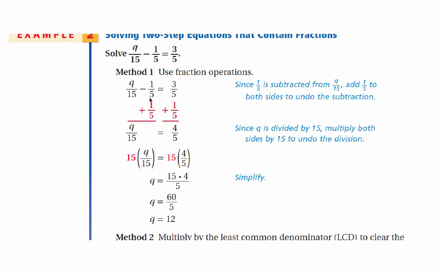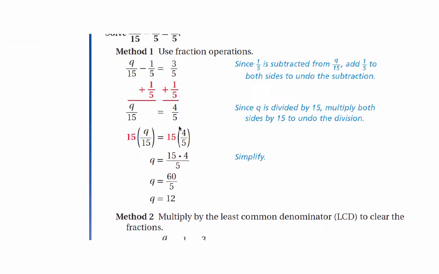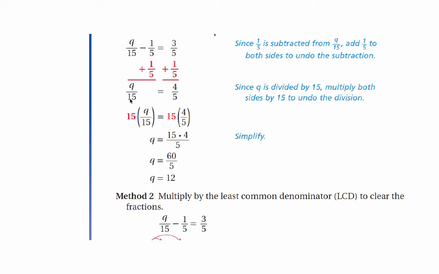So because in front of the 1/5 there's a minus sign, that means we're going to use the inverse, which is addition. So we're going to add 1/5 to both sides. Now, -1/5 and +1/5 is 0. 3/5 plus 1/5 is 4/5. And so we get the equation q over 15 equals 4 over 5.